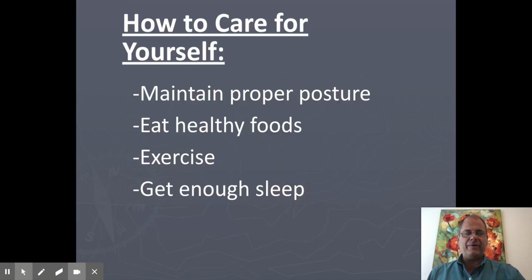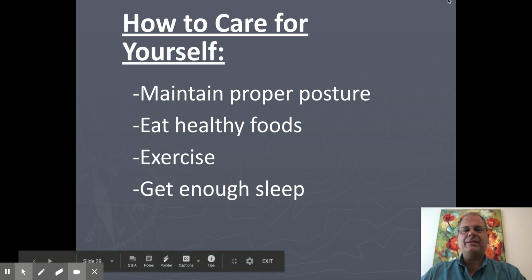Let's take care of our skeleton and take care of ourselves. Maintain good posture. How can you help take care of yourself? Eat healthy foods, get those calcium and vitamins and minerals to help those bones. Exercise does help strengthen your muscles, and your muscles help protect your bones. And get enough sleep. That also helps keep you healthy. Very good. The end of part 2 of our skeleton lesson.